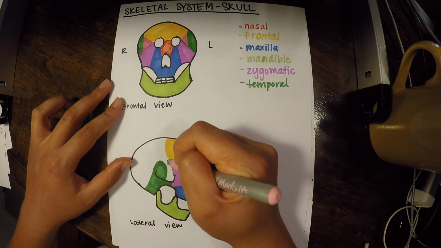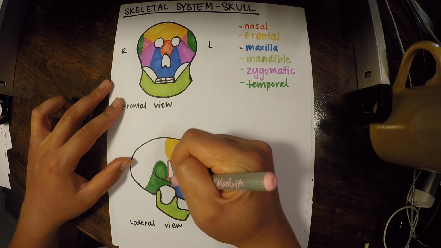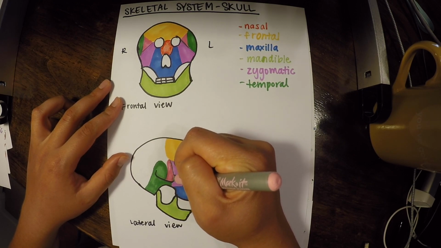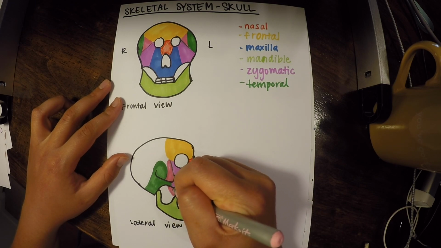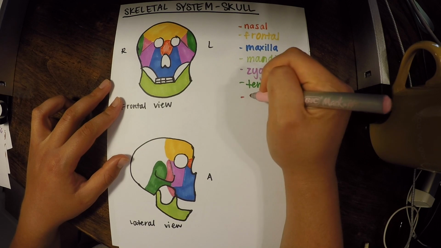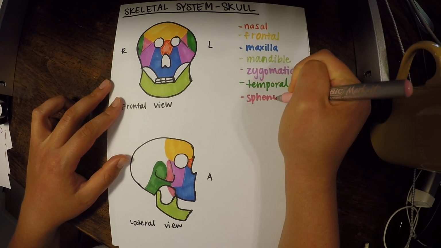Our sphenoid bone is going to be right here. Sphenoid is also a funny word. And then kind of coming through right there. So that's sphenoid.